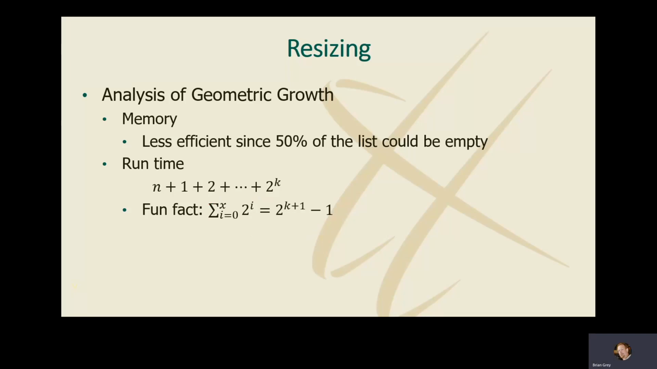So we can use this equation. We can substitute it in because we can group our 1 through 2 to the k, and we can get this equation, n plus 2 to the k plus 1 minus 1. So when we have exponents that are added like this, how can we separate those apart?